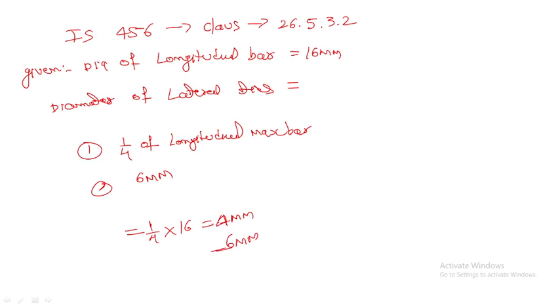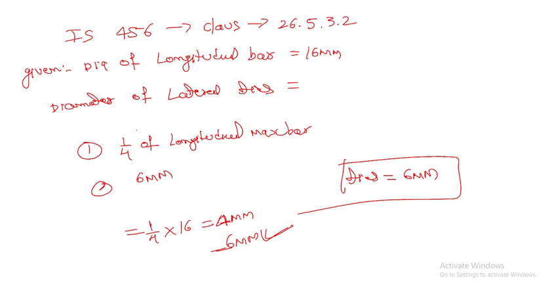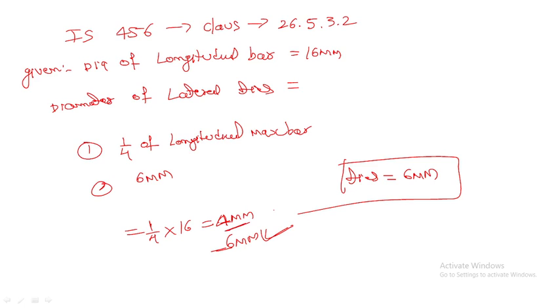Now which one do we have to take? We have to take 6 mm, because whichever is maximum we have to take, right. So the ties is equal to 6 mm. Right, this is the answer for the given question. If they repeat this question with 18 mm or 20 mm or 25 mm instead of 16 mm, you put it here and calculate the value. Whichever is the greater value, you have to take that one.